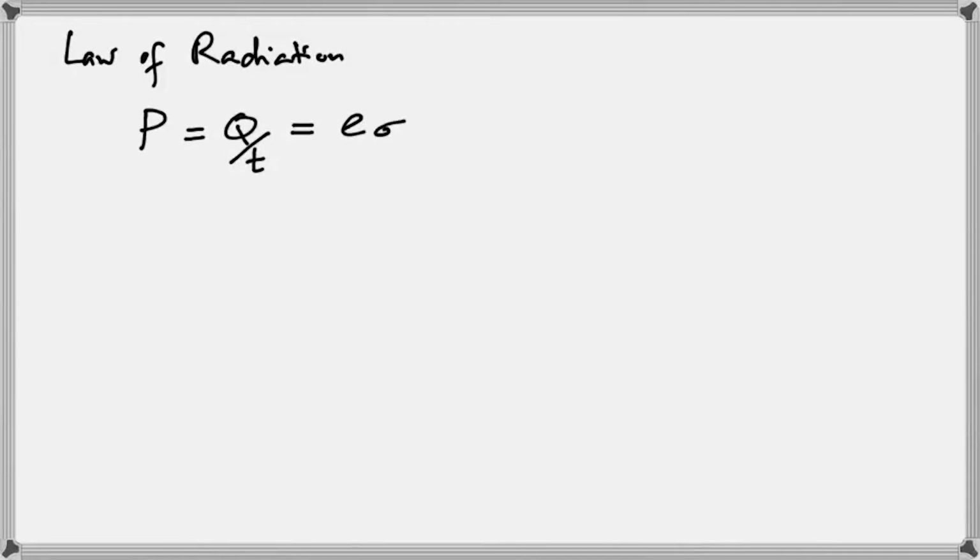Sigma, T to the 4th. No, there's something before that. Area, surface area. It's sigma A times T to the 4 minus T naught raised to 4. That's the whole formula.